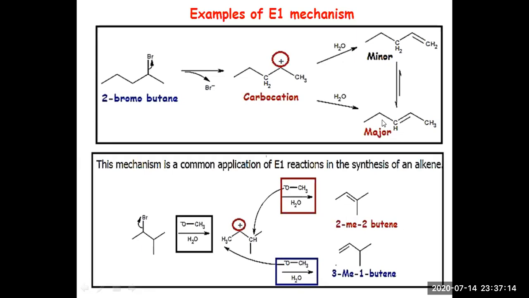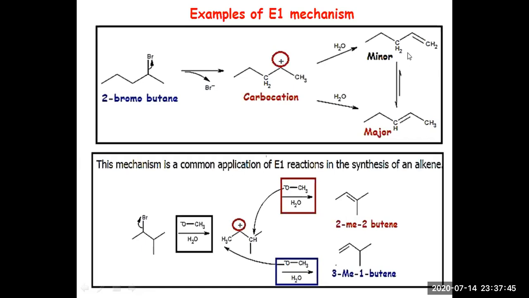Generally the more substituted alkene is obtained as the major product because it is more stable. Now what is more substituted? If your olefinic carbon atoms are attached to a smaller number of hydrogen atoms, then it is called a more substituted alkene. If I count the number of hydrogen atoms attached to these olefinic carbons, this is one hydrogen and there is one more hydrogen attached to this. In total, there are two hydrogen atoms attached to these olefinic carbons.